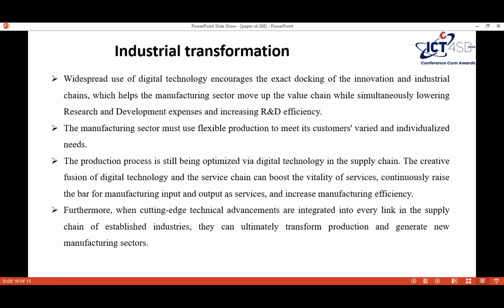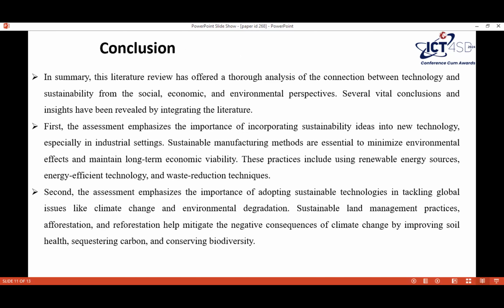Furthermore, when cutting-edge technical advancements are integrated in every link in the supply chain, established industries can ultimately transform production and generate new manufacturing sector. So in conclusion, this particular paper has offered a thorough analysis of the connection between technology and sustainability from the social, economic, and environmental perspective.